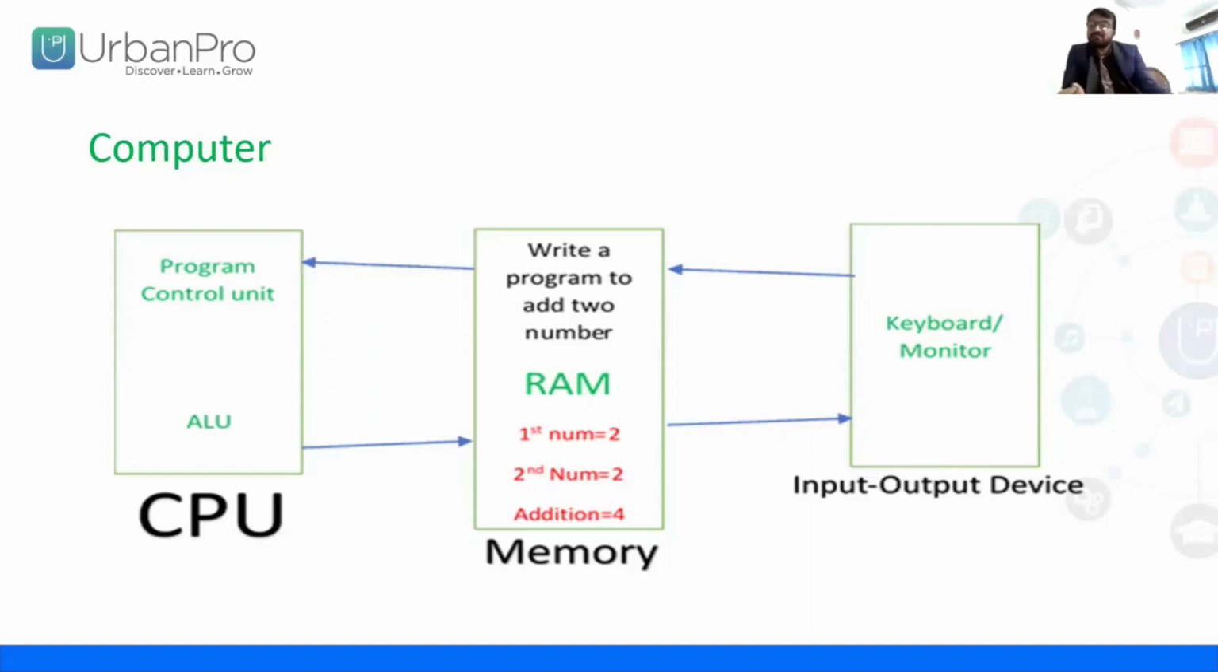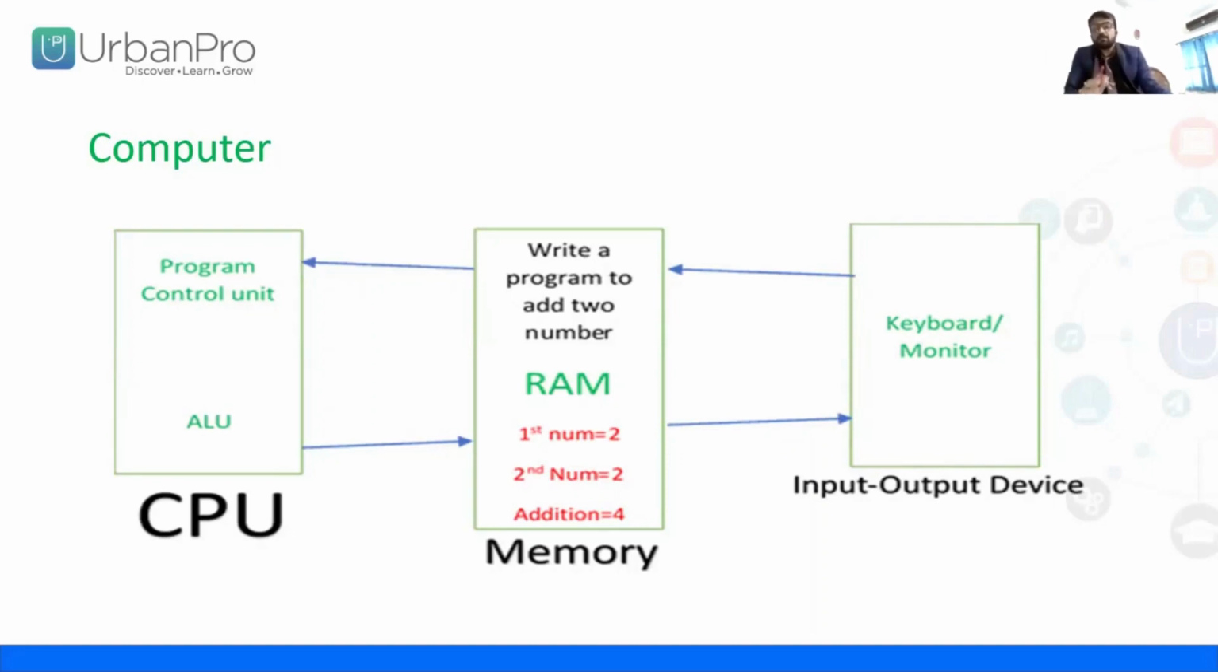So what are we writing? We are not writing like the human brain. We are not writing directly 2 plus 2, because a computer cannot perform any arithmetic or any task without a program. Until or unless you give a program for a task, the computer will not do that task. So here you have to write a program, that is, a program to add two numbers. I've taken the same example to add two numbers.